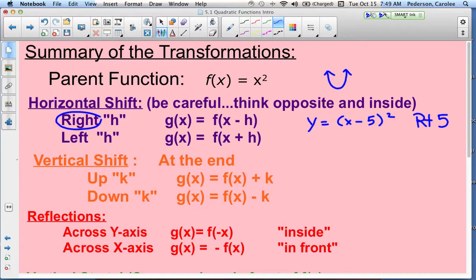If you were to have a function with a plus h, so something like y equals x plus 2 all squared, notice what will happen is we will take this parabola and shift it left 2 units. And I said in this parentheses here, so please make sure you're careful here. Think opposite. So when you see a minus, you shift it to the right. If you see a plus, shift it to the left.